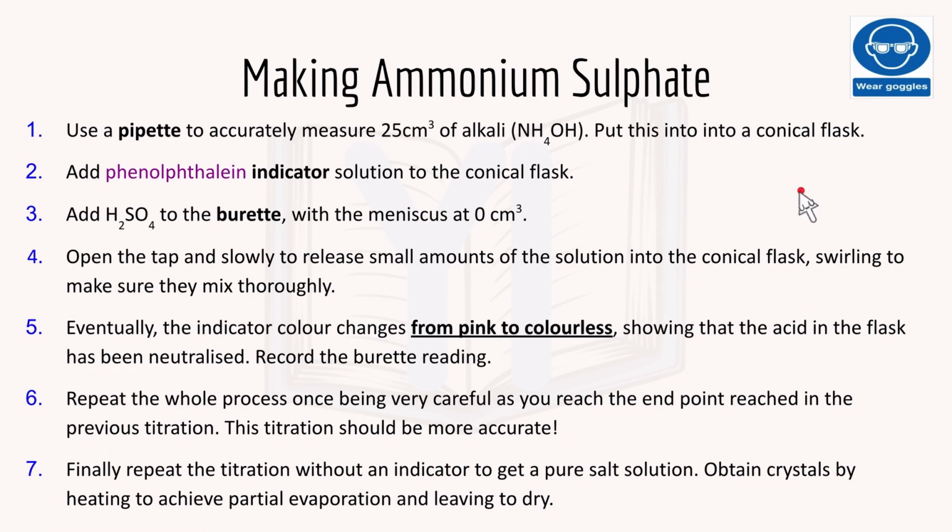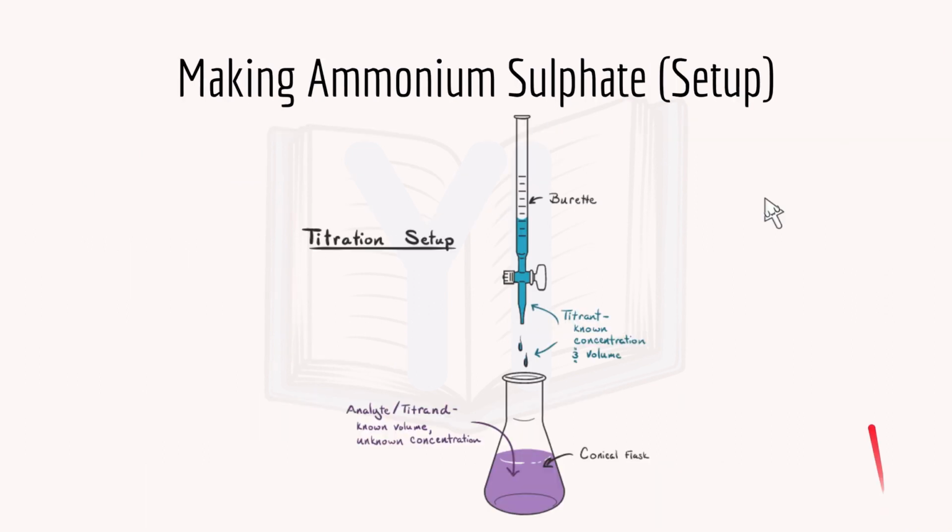And then lastly we have making ammonium sulphate. So here are the steps to make ammonium sulphate that you can have a read for yourself. And we'll move on in a few seconds. And we'll move on now. And here's the setup for making ammonium sulphate. It's like a titration: a burette, and a clamp, and then the titrant, and here the analyte, and a conical flask.